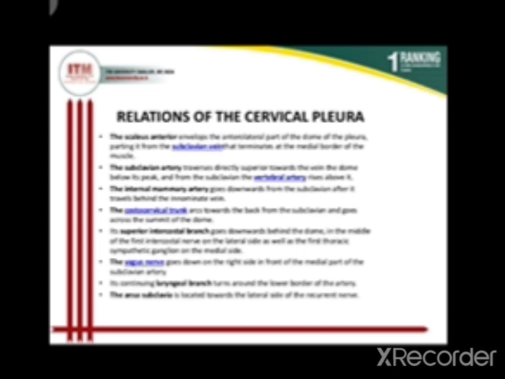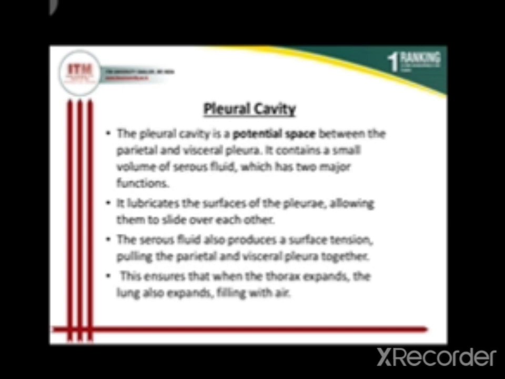Okay, fine. So now we'll deal with the pleural cavity. What is the pleural cavity? Now the pleural cavity is a potential space between the parietal and the visceral pleura. It contains a small volume of serous fluid which has two major functions. It lubricates the surface of the pleurae, allowing them to slide over each other. And the serous fluid also produces a surface tension, pulling the parietal and the visceral pleura together.